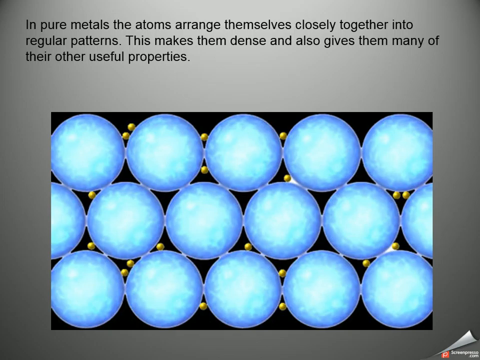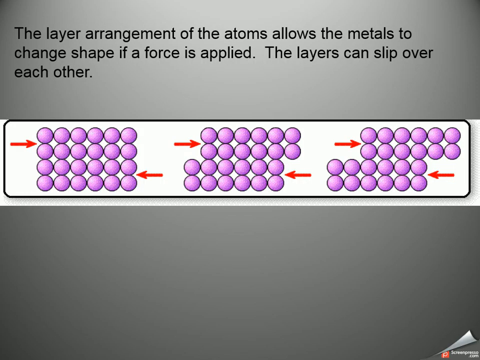Which is why pure metals are very, very soft. If you have a pure metal and you hit it with a hammer, you can bend it into shape, which means that iron isn't actually very strong on its own. Imagine these are iron atoms and they're all in nice regular rows. You hit it with a hammer, they just slide over each other.